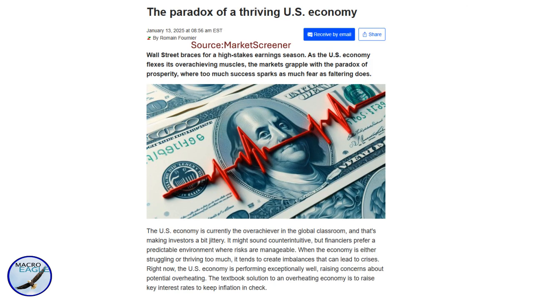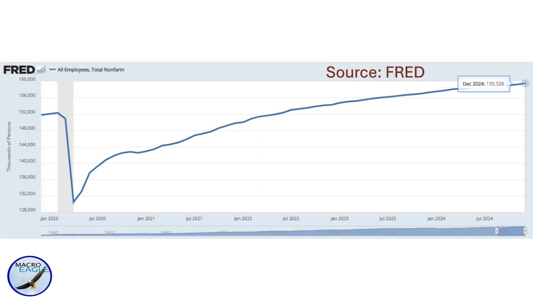On to the United States now. On the flip side to the Aussie and the UK quagmire, the US economy is firing in the right direction. Unemployment rate fell to 4.1% in December, together with the non-farm payroll number, the highest ever at 159,536 jobs created, plus retail sales running at a 3.8% growth rate year on year, shows that the US is in remarkable shape as we head into 2025.